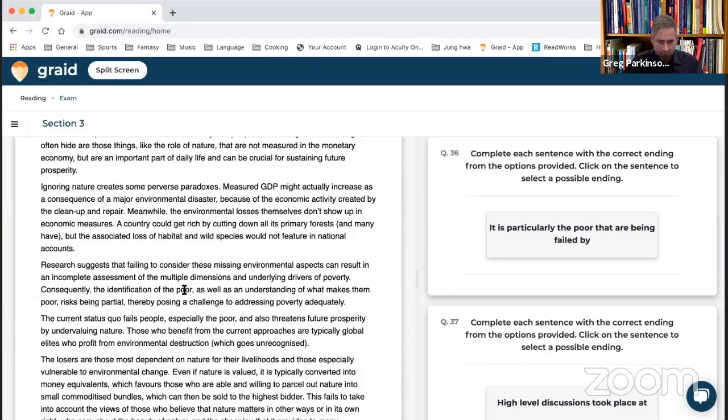Okay, now I see here though, I can see the word poor. Now, I'm not going to skip over that. I'm going to check to see if this has the answer in the sentence. So, and even I see poverty, right? So at this stage, because it's a short paragraph, I'd probably just read the whole paragraph. Research suggests that failing to consider these missing environmental aspects can result in an incomplete assessment of the multiple dimensions and underlying drivers of poverty, right? So poverty, if you're not sure, means to be poor. Consequently, the identification of the poor, as well as an understanding of what makes them poor, risks being partial, therefore posing a challenge to addressing poverty adequately, right? So does it really tell us that the poor have been failed? We can check.